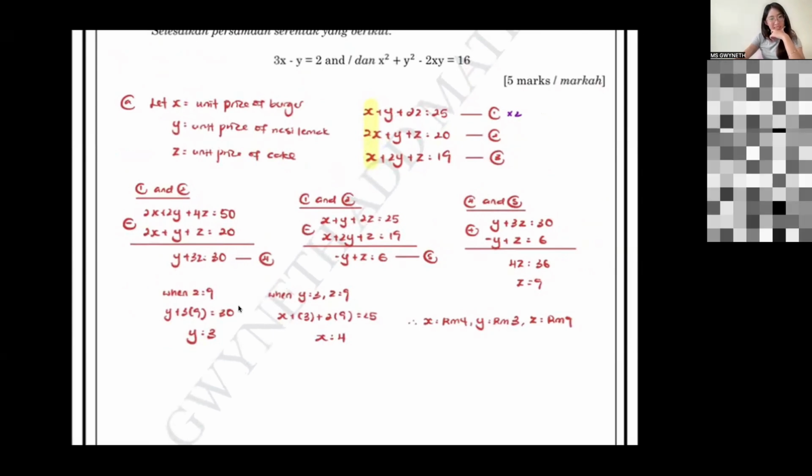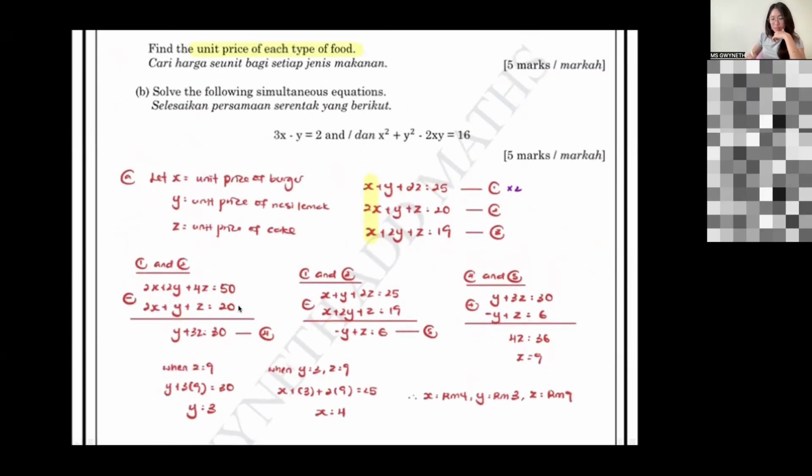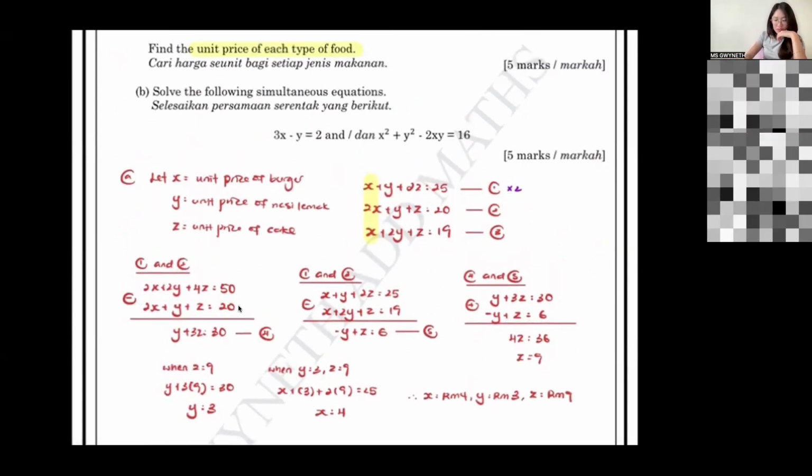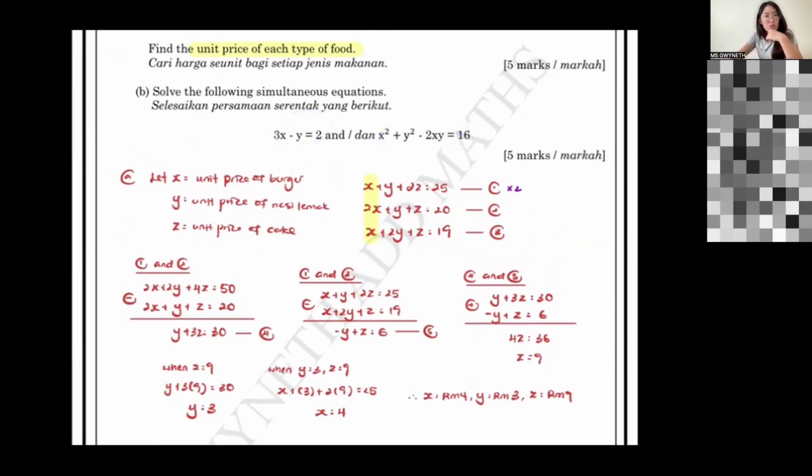Okay, everybody, any question? For B, it is just substitution. If you see linear and non-linear, you can only do substitution, cannot do elimination method.